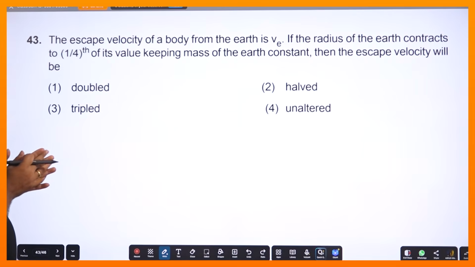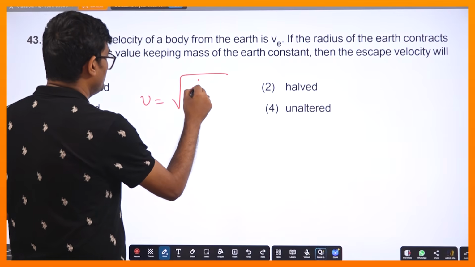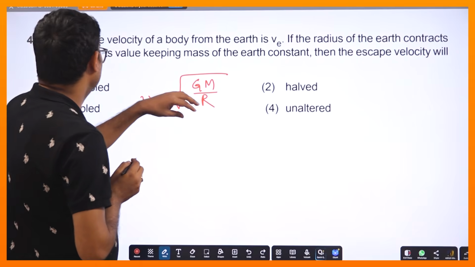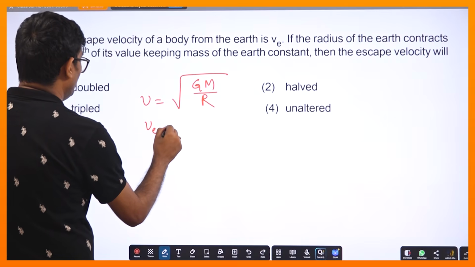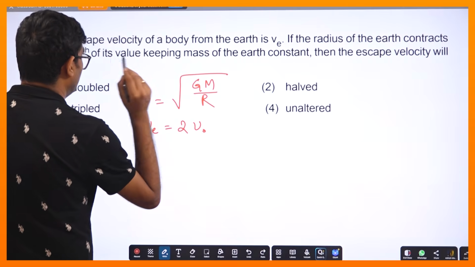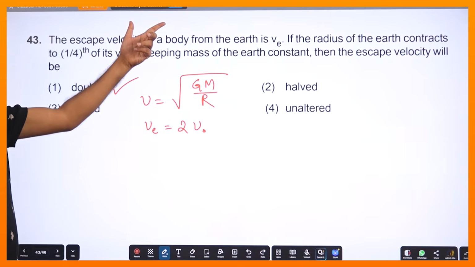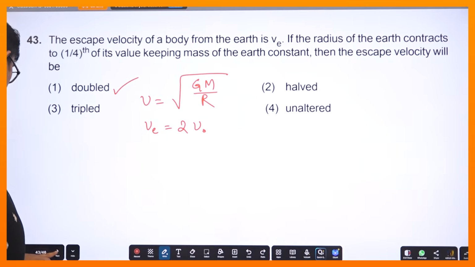The escape speed from Earth is v. If the radius of Earth contracts to 1/4 of its value, keeping the mass constant, what is the escape velocity? Now escape velocity is root over of GM by r. Mass remains constant but radius is 1/4. Then escape velocity will be double the original, because r by 4 will get into the numerator. So the answer will be 2 times.